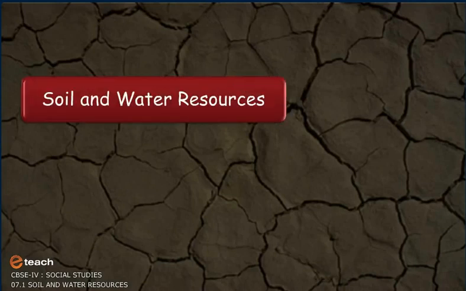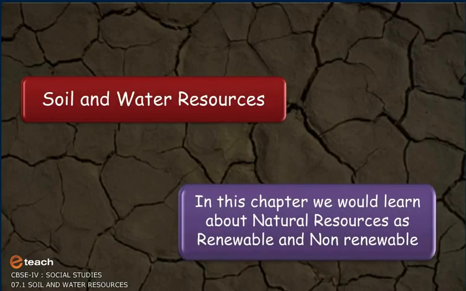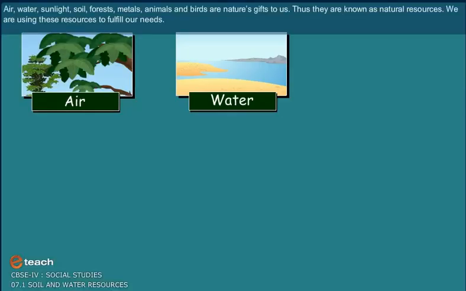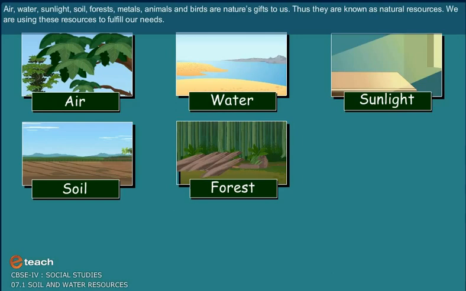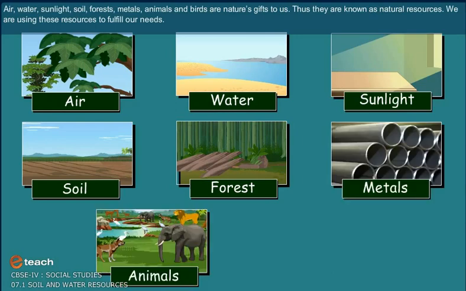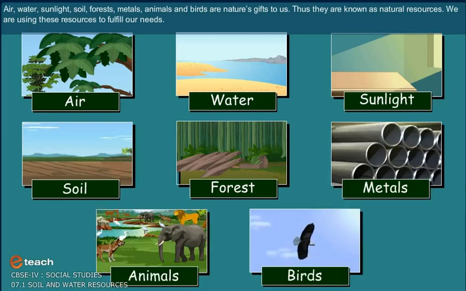Soil and water resources. In this chapter, we will learn about natural resources as renewable and non-renewable. Air, water, sunlight, soil, forest, metals, animals and birds are nature's gift to us. Thus, they are known as natural resources. We are using these resources to fulfill our needs.